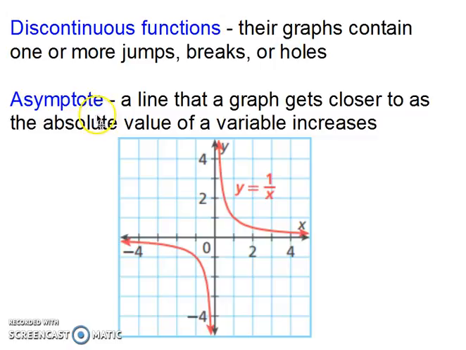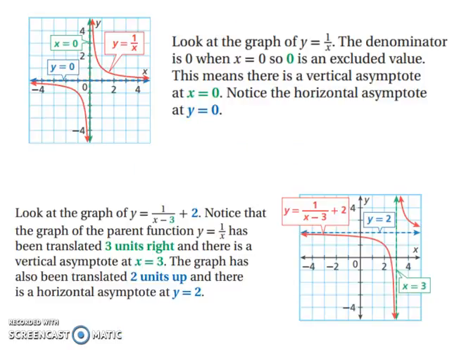An asymptote is a line that a graph gets closer to as the absolute value of a variable increases. So with an asymptote, the graph is going to get closer and closer and closer, but it will never actually pass that line. So let's take a closer look at that.